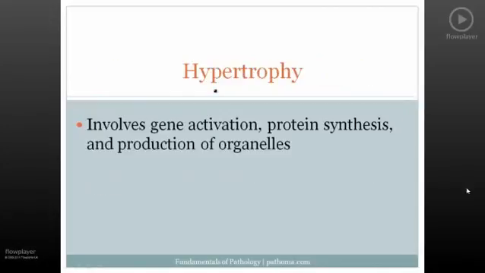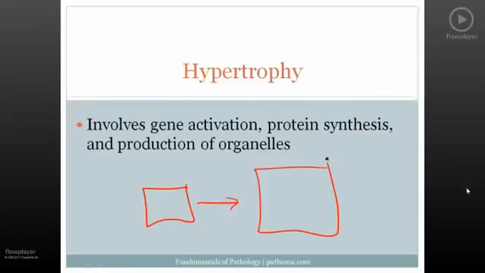Now, it's not enough to simply know the definition of hypertrophy and hyperplasia, but you've got to go one step further, and examiners like to ask about the mechanism that underlies these changes. So let's take hypertrophy first. Recall that hypertrophy is what? Hypertrophy is when we take a cell and we make that cell bigger. We increase the cell size.